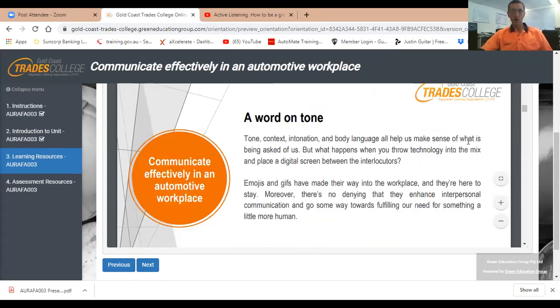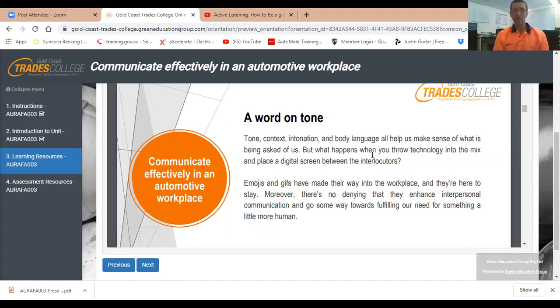All right, a word on tone. So there are different ways to say something. Tone, context, intonation, and body language all help us make sense of what is being asked of us and what is being spoken to us. But what happens when you throw technology into the mix and place a digital screen or a digital distance between the two communicators? What happens then?